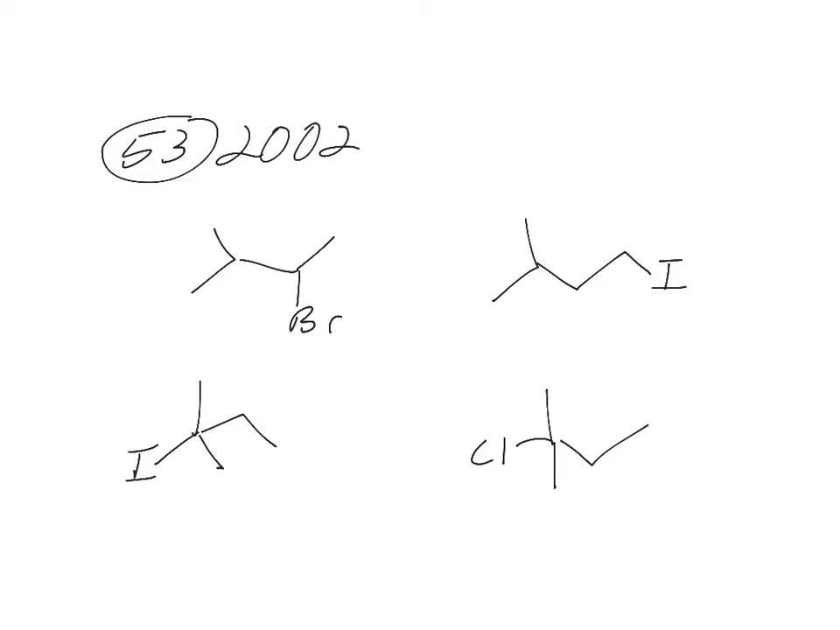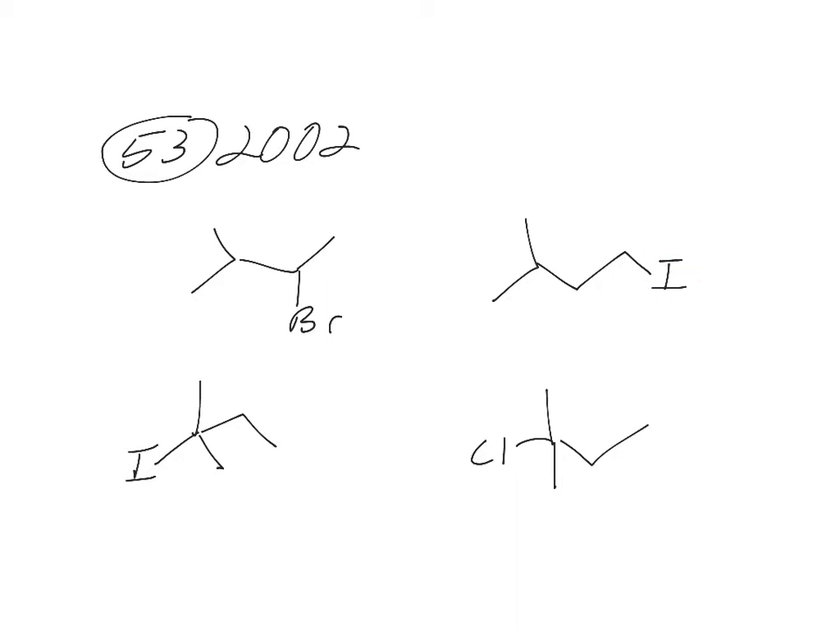One thing you want to think about for sure, the most important thing, is primary, secondary, tertiary: the stabilization of the carbocation. That's more important than the leaving group. So the first thing you want to do is find the most substituted thing. So that would be C and D are the most substituted.